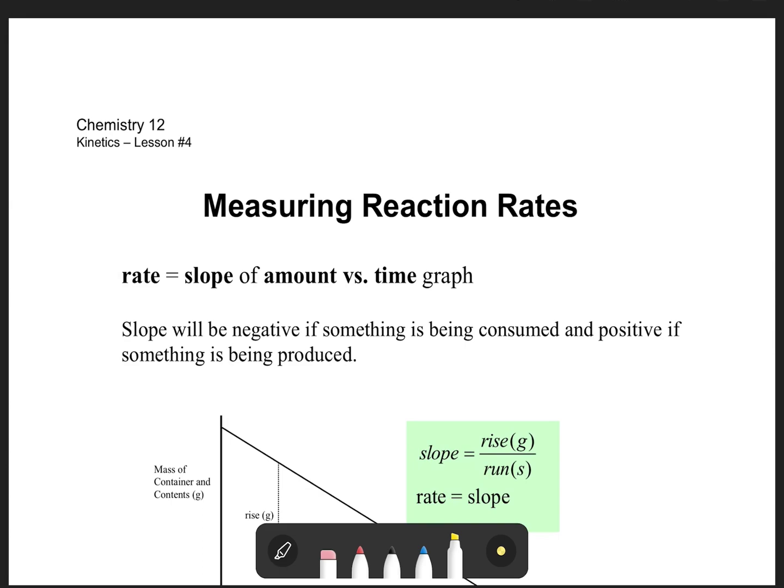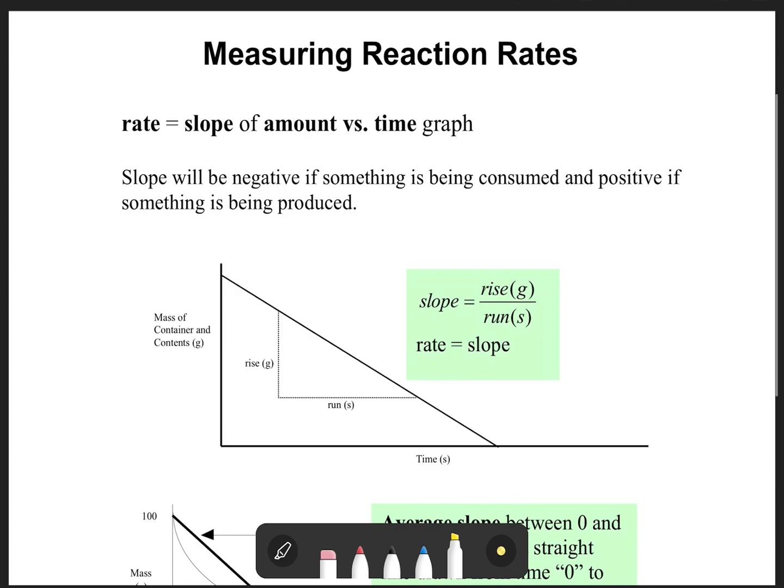Kinetics lesson number 4, measuring reaction rates. The rate is defined as the slope of an amount versus time graph. The slope will be negative if something is being consumed and positive if something is being produced.